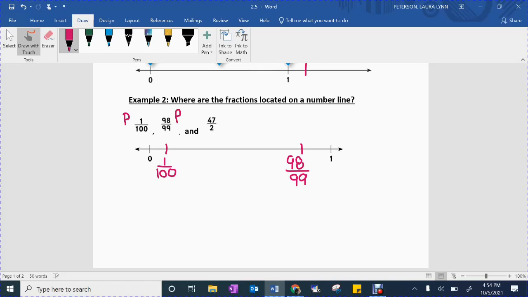Hopefully you saw that this is improper because the top number, 47, is bigger than the bottom. And all improper fractions are bigger than the 1. So on our number line, when we draw this fraction, we have to draw it after the 1. So I'm going to put it at the very end of my number line, and I'm going to label that tick mark 47 over 2. Good. Make sure you pause if you need to get it written down.